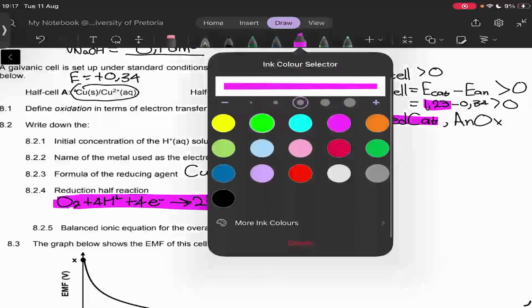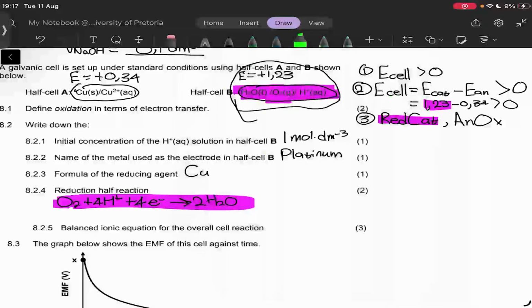And then the other side also applies for an ox. Oxidation happens at the anode. I figured out that my anode is copper. Okay? So that's how I would approach this in terms of figuring out what's the cathode, what's the anode, where's reduction happening, where's oxidation happening. Are we good so far? Lovely. Now let's move on to 8.2.5.